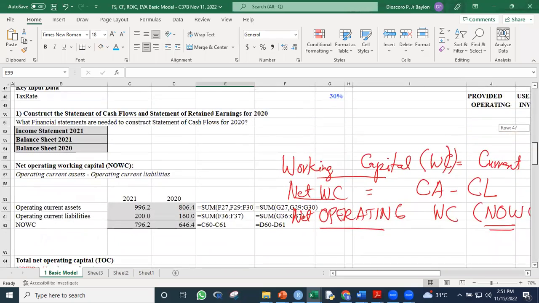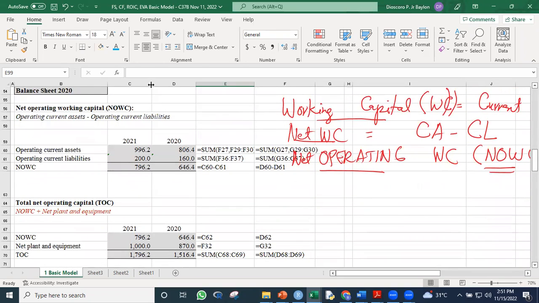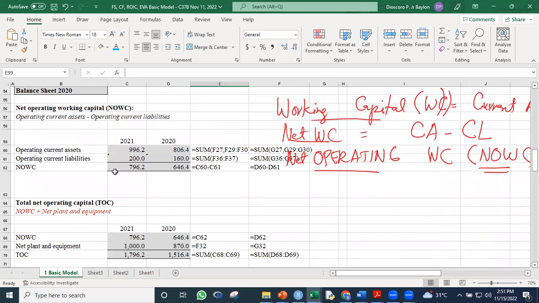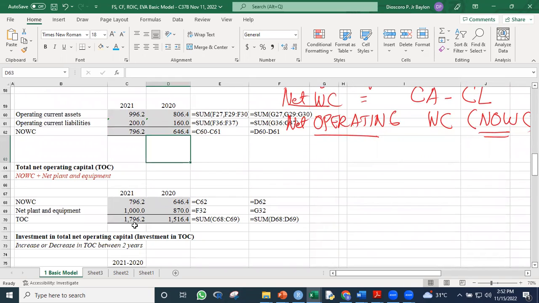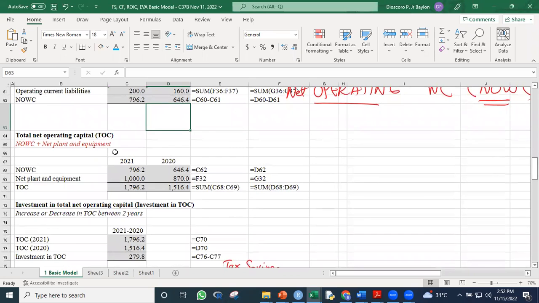So we were able to compute that last time, and the net operating working capital for Microdrive is 796. There was an increase compared to 2020. Same formula for 2020. So there was an increase of around 53, around 53,000. Then another metric that we looked at is TOC, total operating capital, which is very important because this is the basis for the computation of the other metrics.